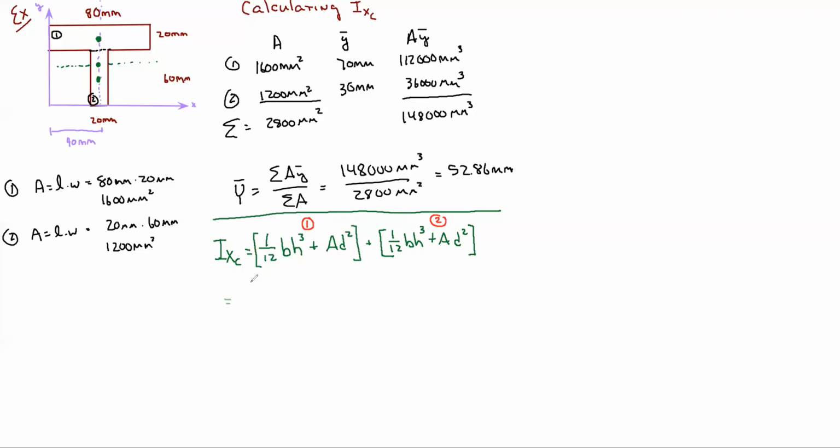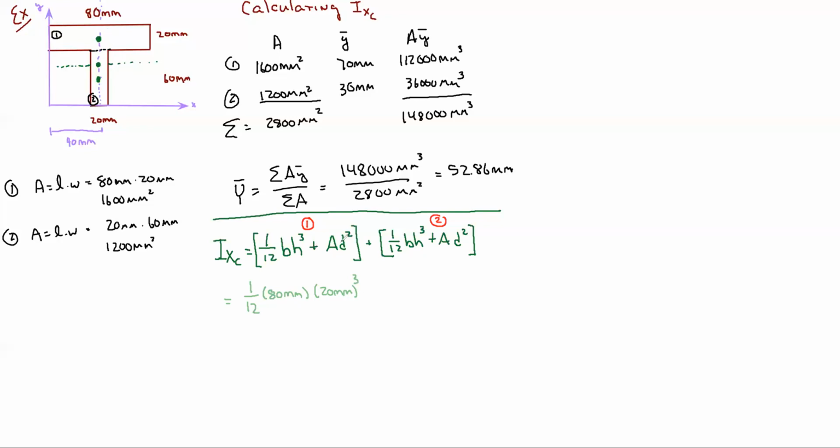So I'm looking at part 1: 1/12 times the base, which is 80 millimeters, times the height of part 1, which is 20 millimeters, raised to the third power. Now I'm bringing into play the parallel axis theorem. The parallel axis theorem essentially says that I now need to take into account the distance between the centroidal axis and the centroid of the figure.